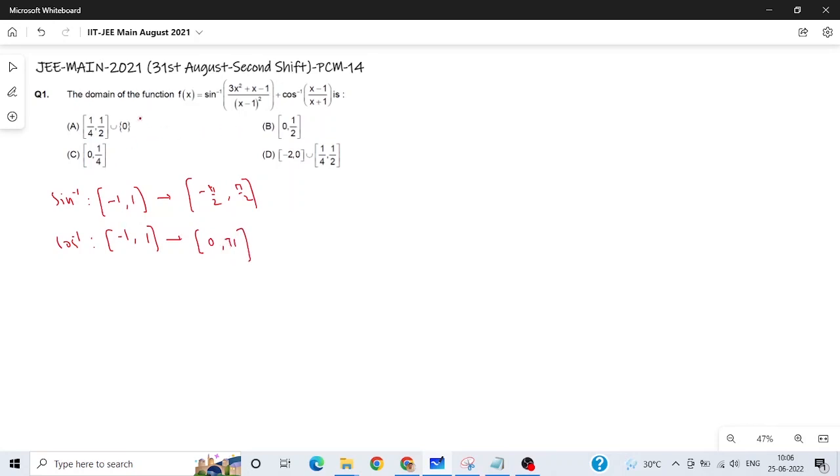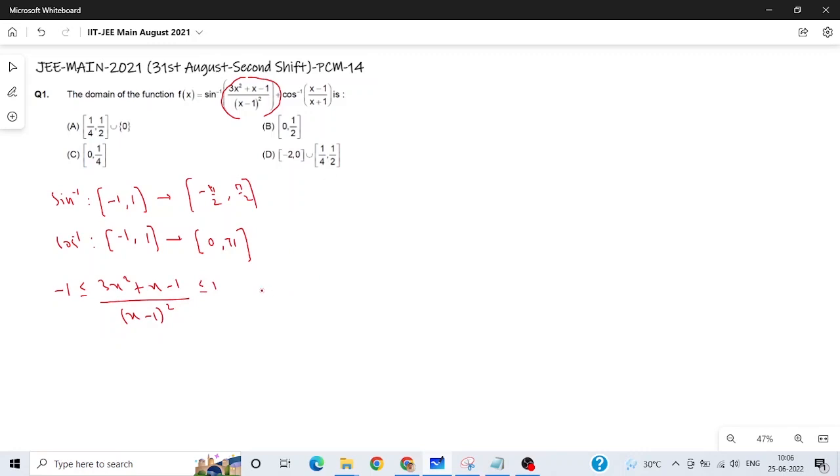As the function has sine inverse of this part, the sine inverse function will be defined if this part lies between minus 1 and 1. So we get one inequality: minus 1 less than equals to (3x square plus x minus 1) upon (x minus 1) square, which should be less than equals to 1.